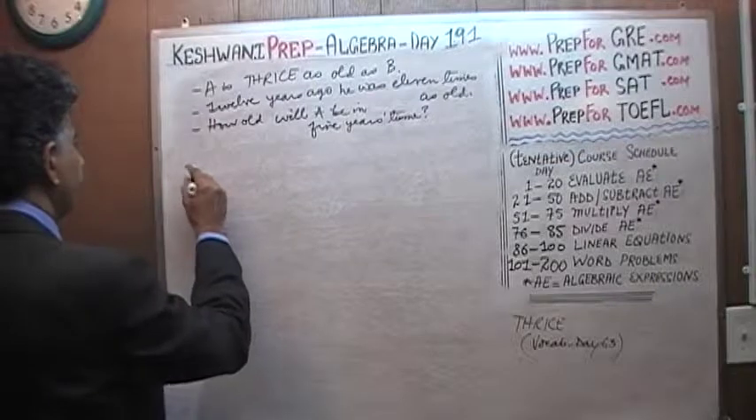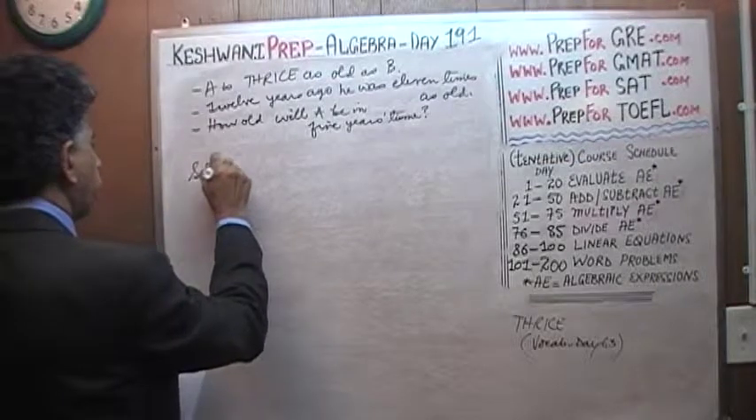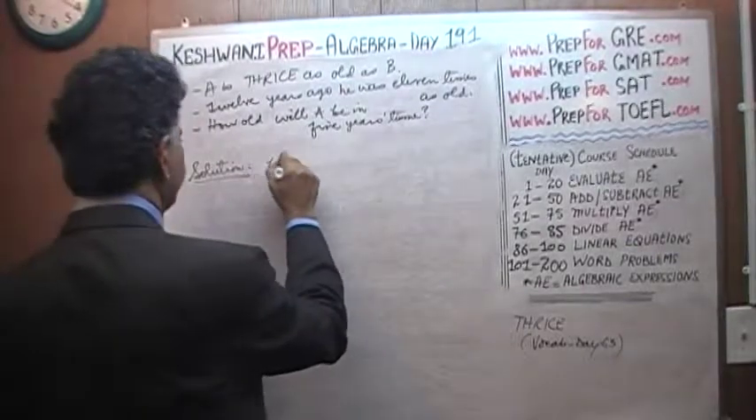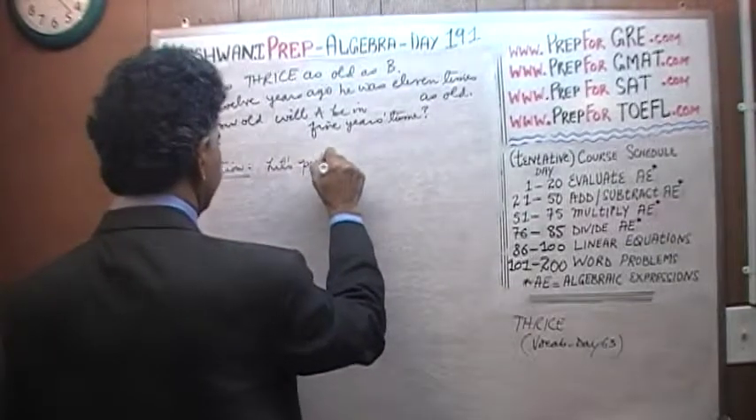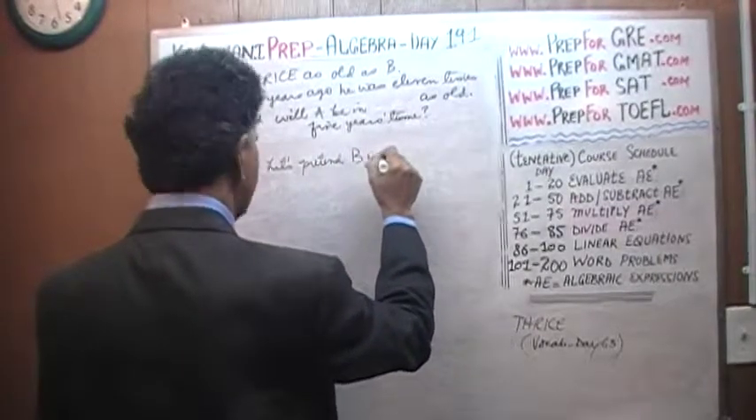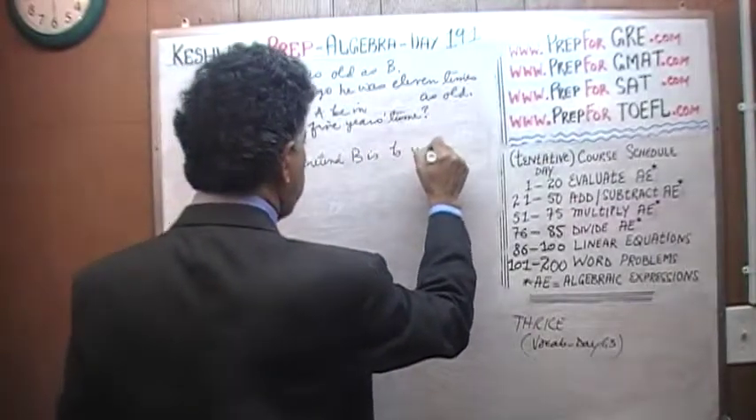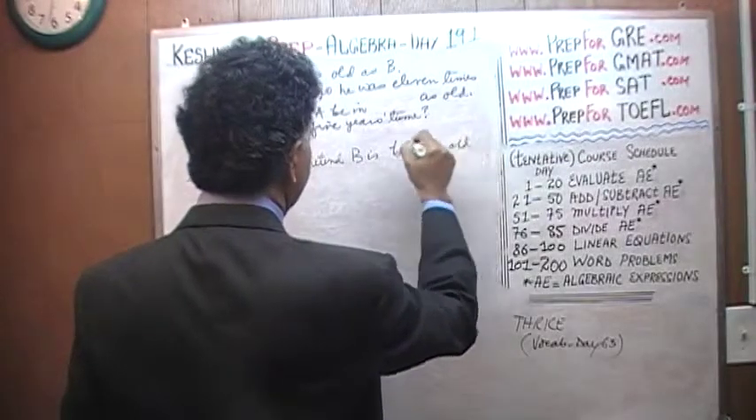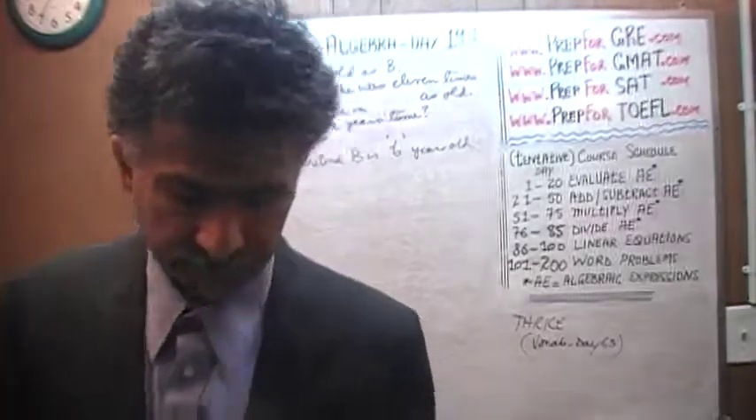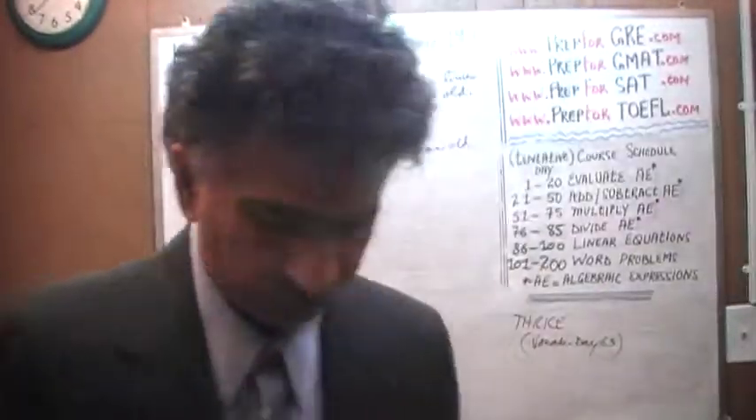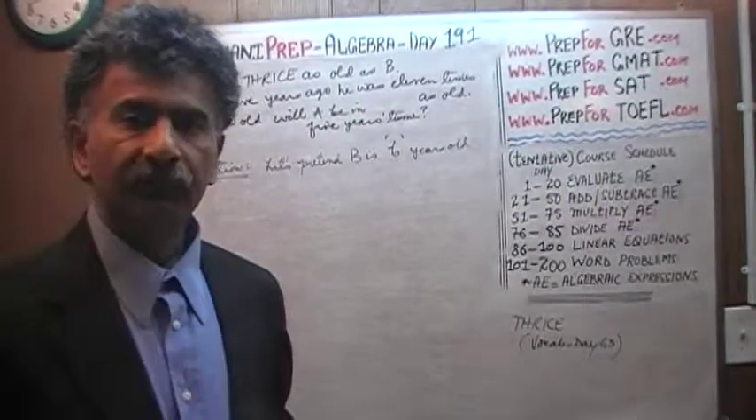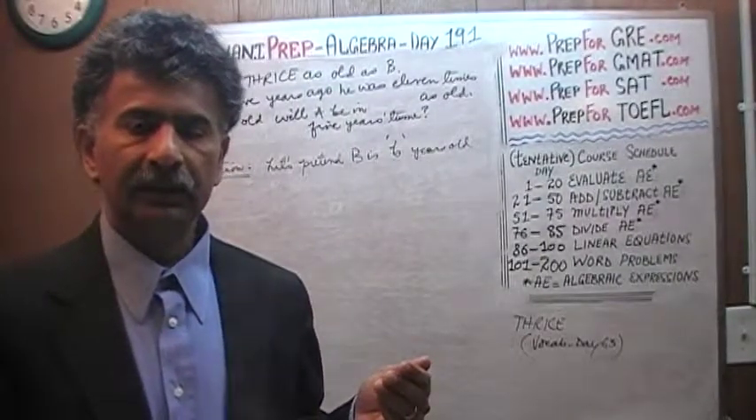Here's the solution. Let's pretend that B is B years old. Person B, with the capital letter B, his name is B years old, the small letter b. Why are we starting with B? Because A's age is given in reference to B's.